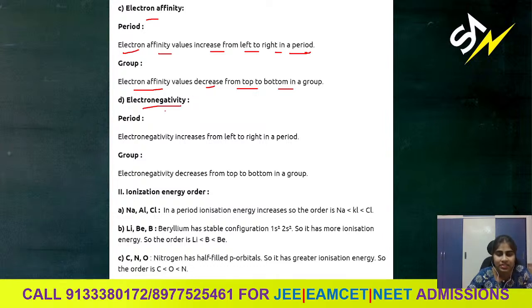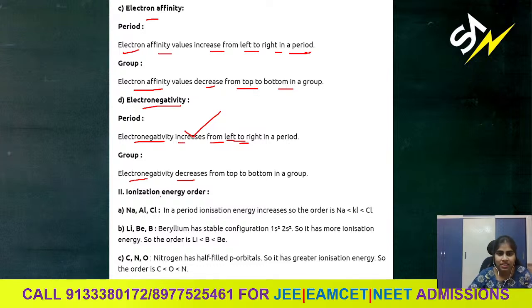And electronegativity, the amount of energy required to attract the electrons, that is electronegativity. As atomic size decreases from left to right in a period, what happens? The attraction power will be more. It means electronegativity increases. In a group, what happens? It is opposite, it decreases.